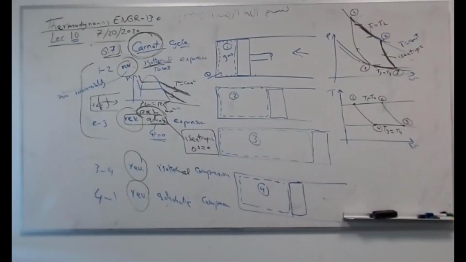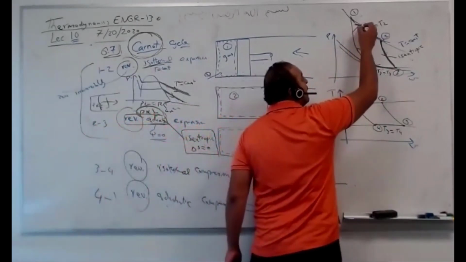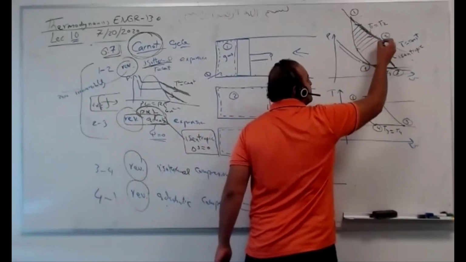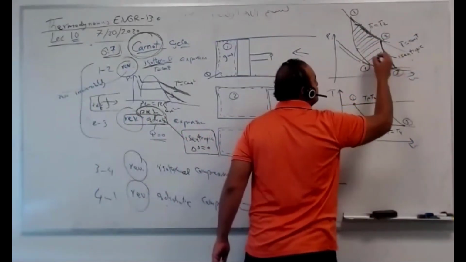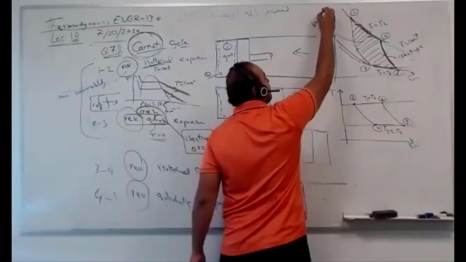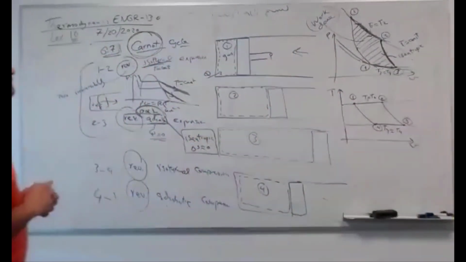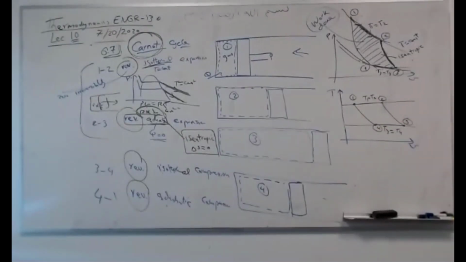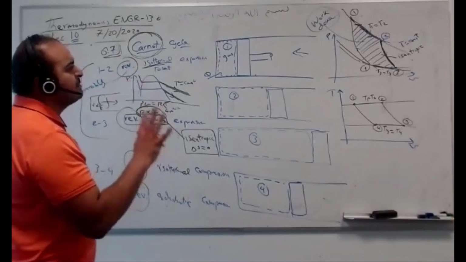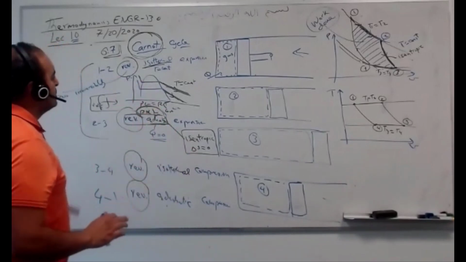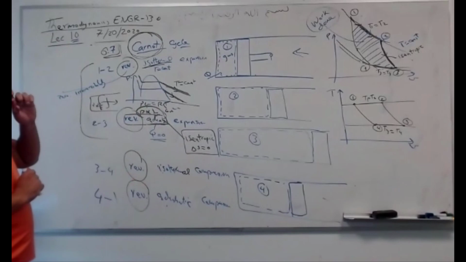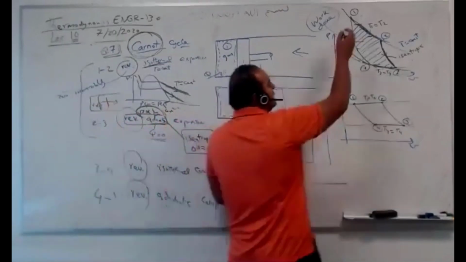We discussed before, this area is the work done. Correct? You remember this, guys? This area is the work done. And also, this is the maximum work you can get. So let's say you want to obtain work from this. In reality, what happens? One does not go this way.